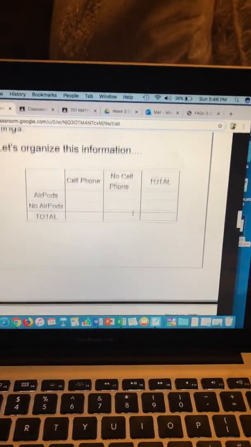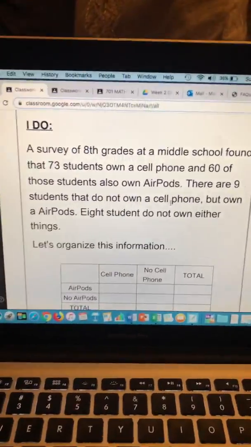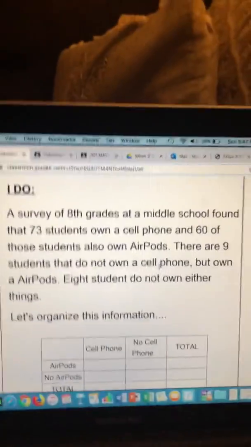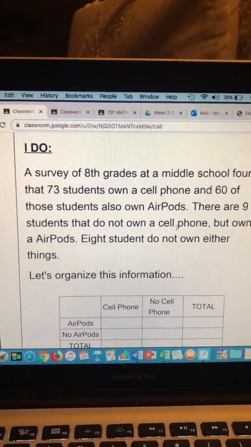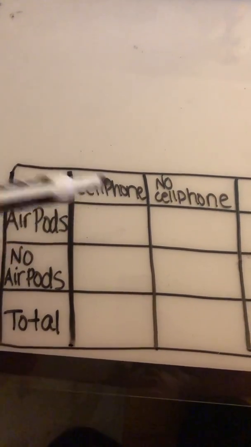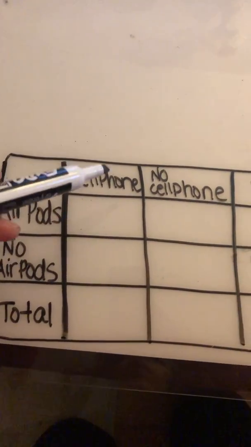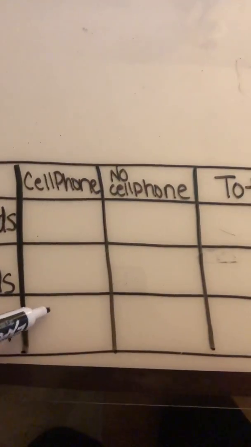All right? So let's go back to the information they tell us and figure out where we're going to put the numbers that we were provided. So they tell us that 73 students own a cell phone. So if we go to our two-way table, we want to go to the category for cell phones, and it's just telling us that they own a cell phone. So that would be the total amount of students. It's not discussing whether or not they have AirPods or not. So we're going to make the total students that own a cell phone 73.